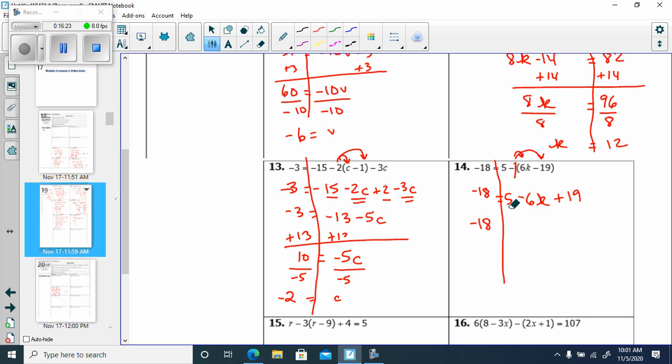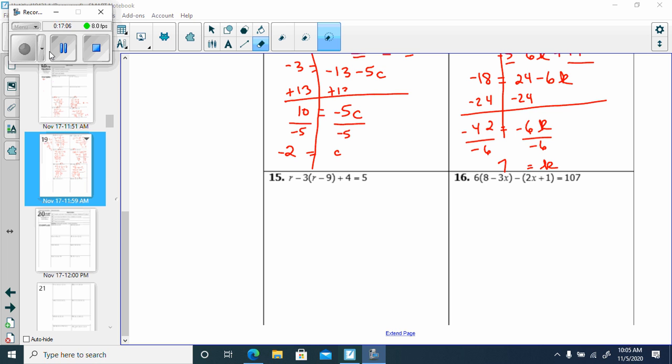Now, let's see what terms we can collect here. I have a 5 and a 19, right? If you add those, you've got 24 minus 6k, right? I need to, what? What do I need to do here? Subtract 24 from each side? Yeah. And what do I get here? Negative 42 then is equal to negative 6k. What do I do? Divide by negative 6 on both sides, and k is equal to positive 7. Great.